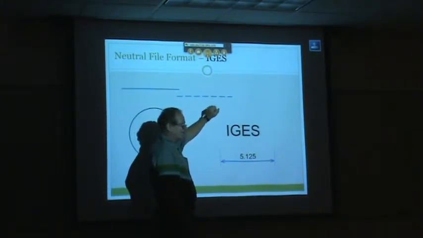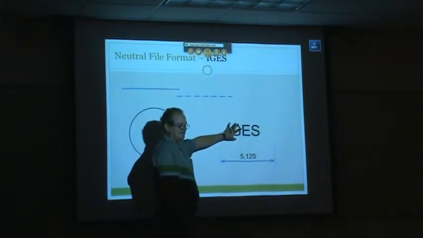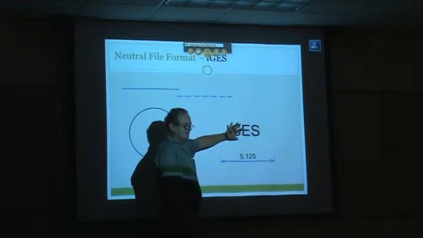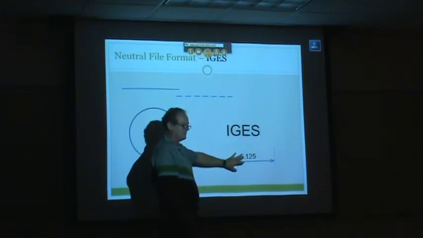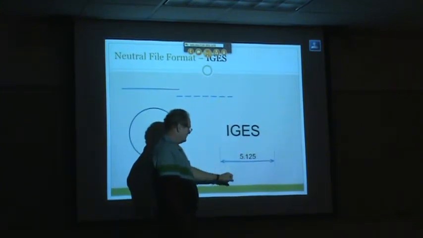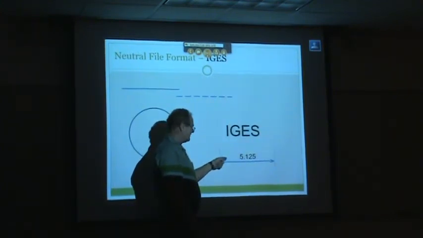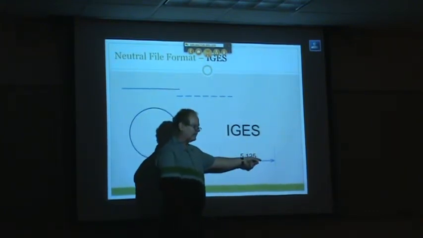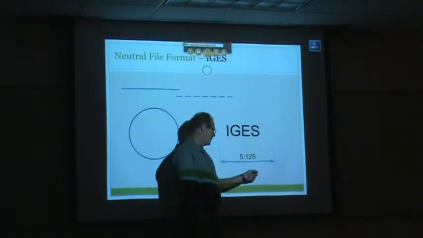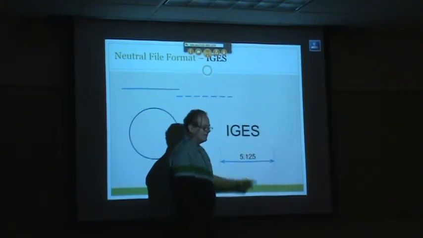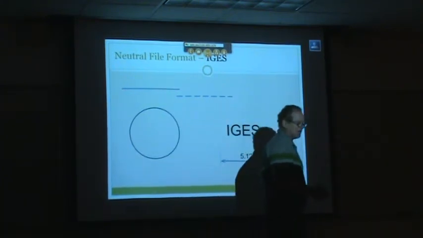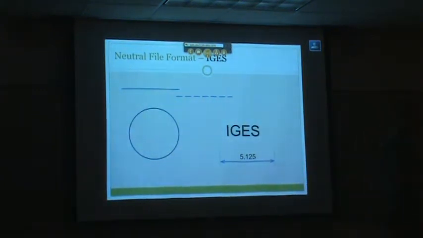Okay. What do you think the text was? Line segments. What do you think the dimension was? So this arrow right here consisted of two lines representing the arrow, one line going across and two more lines representing the arrow, and this number was represented with lines. That was the very first release of the IGES standard.